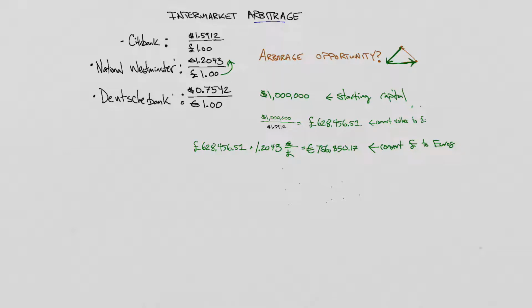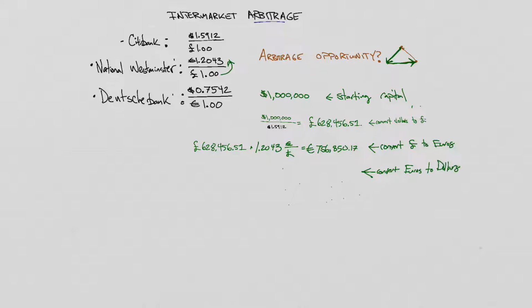I've got euros. I need to convert those euros back into dollars to complete that final leg. And here is where I notice Deutsche Bank is offering to trade euros in exchange for dollars, dollars in exchange for euros at that rate here. So that's the bank I'm going to go to next. And finally, I'm going to convert at Deutsche Bank euros back to dollars. So that closes the loop here.